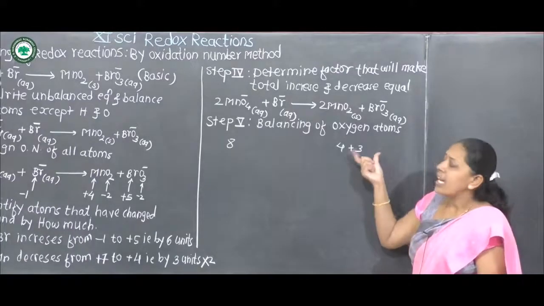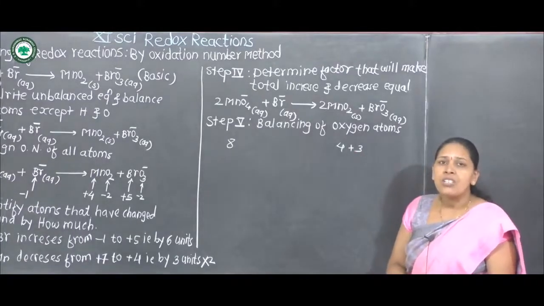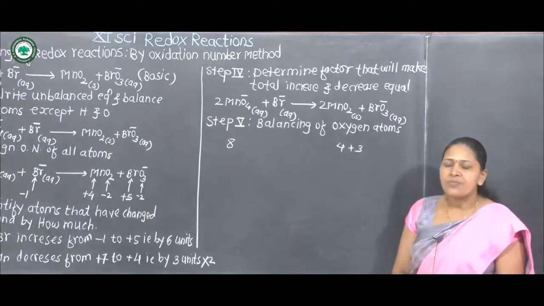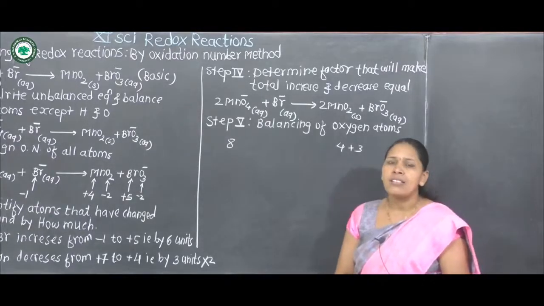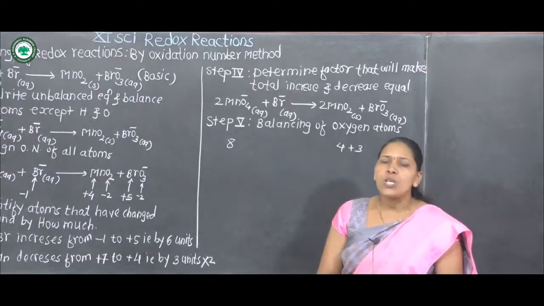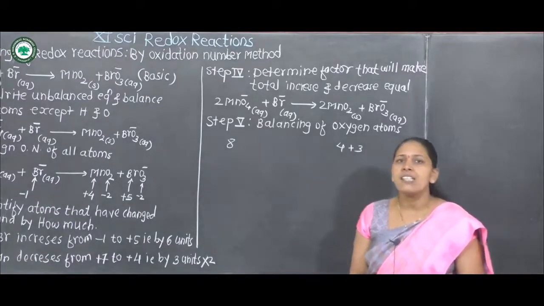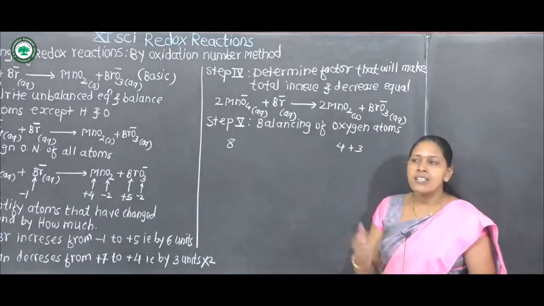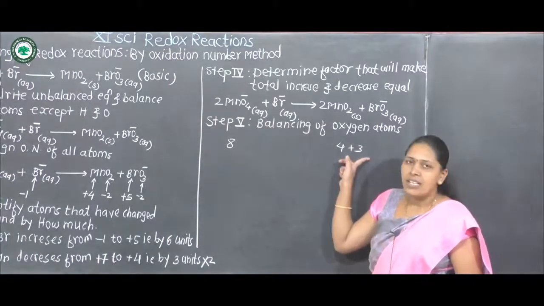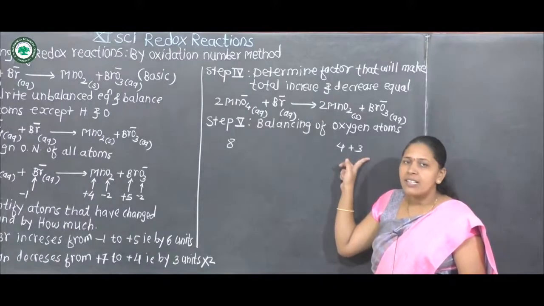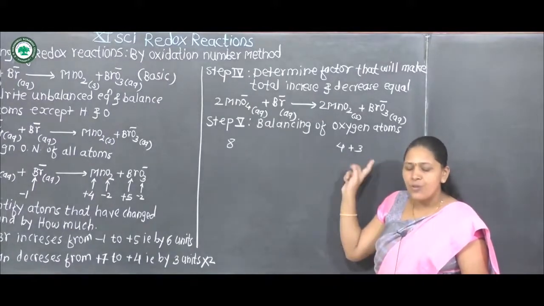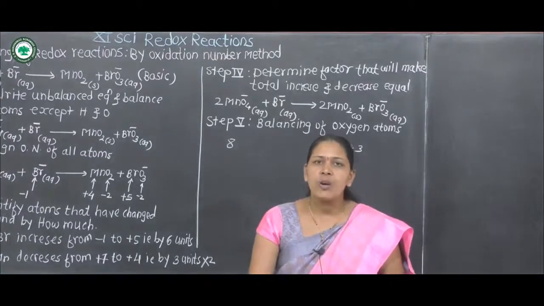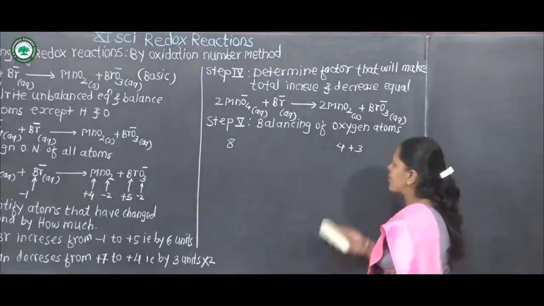Therefore, on the right hand side of the equation, one oxygen atom is less. Therefore, we are going to add one water molecule to the side containing fewer oxygen atoms. It indicates that there are 7 oxygen atoms towards the right hand side, that is 1 oxygen is less. Therefore, we are going to add 1 water molecule towards the right hand side of the equation.